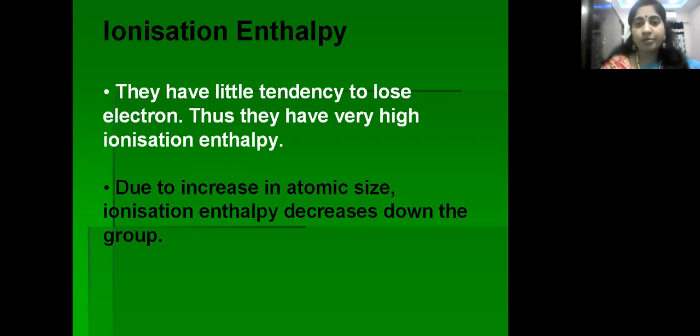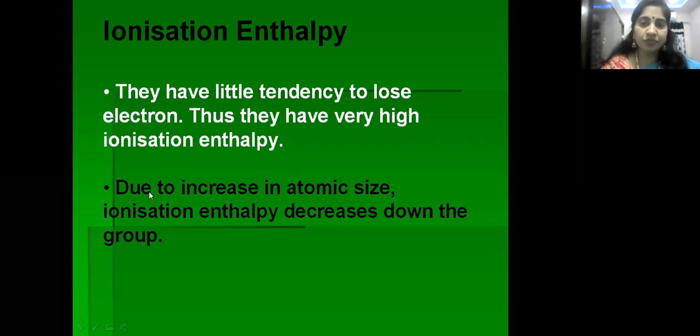Next, due to the increase in atomic size, if you move from top to bottom, what happens? Atomic size increases. Just now we discussed, because the number of shells goes on increasing. So if you move from top to bottom, atomic size increases, and because of that, ionization enthalpy decreases, right children? Due to the increase in atomic size, ionization enthalpy decreases down the group. So these points you have to remember in ionization enthalpy.